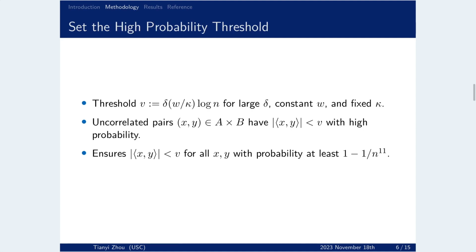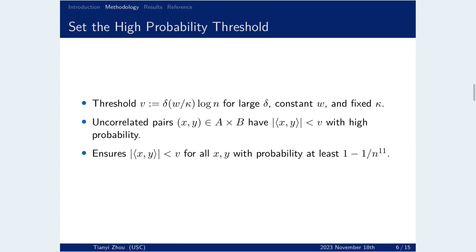Now let's delve into the probability analysis for uncorrelated pairs. For each pair X and Y in the product set, where X and Y are uncorrelated, the absolute value of their inner product is less than our threshold V, and this holds with probability of at least 1 minus 1 over n to the power 13. This is a significant probability, indicating a strong likelihood that uncorrelated pairs will fall below our threshold.